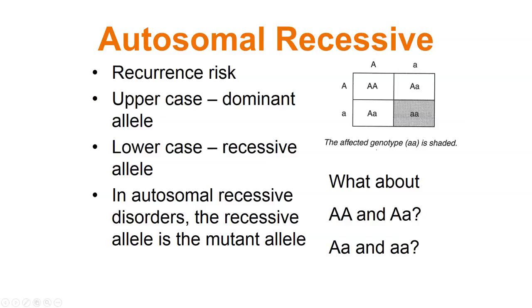And if you take two parents who are carriers, okay, big A, little a, and you do this cross, you'll see that they have a 25% chance of having an affected child. Once again, remember, if they've already had two kids and both of them are affected, what's the chance of the next one being affected?